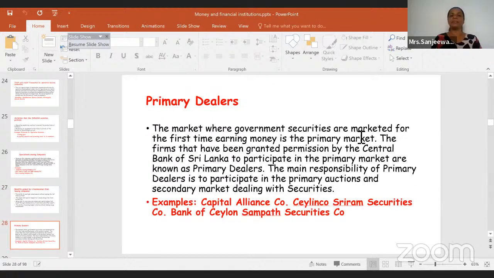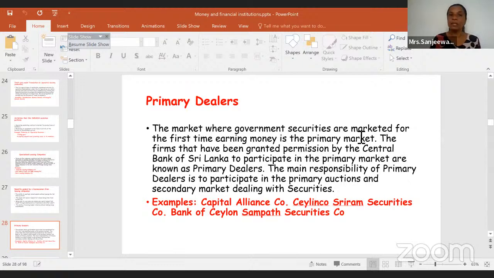Then there is another one called primary dealers. Who are primary dealers, children? The market where government securities are marketed for the first time, right? So there is a market, okay? It's not an ordinary market. They sell securities there, but they sell securities for the first time. First-time earning of money is done by the primary market.